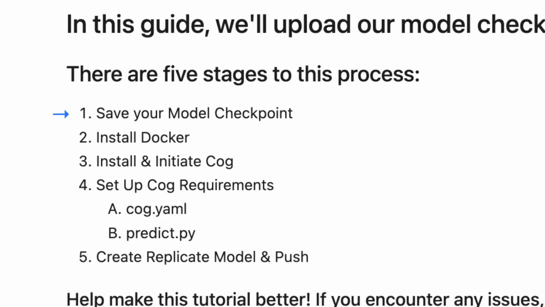First, we want to save our model checkpoint. Then we want to install Docker. Then we want to install and initiate cog. Then we want to set up our cog requirements, which will be a cog.yaml file and a predict Python file. And then we want to create the model on Replicate and push.